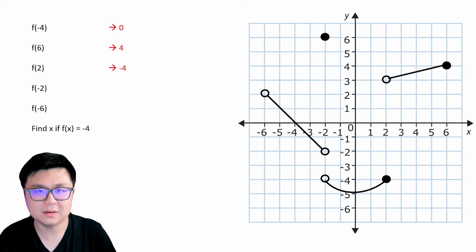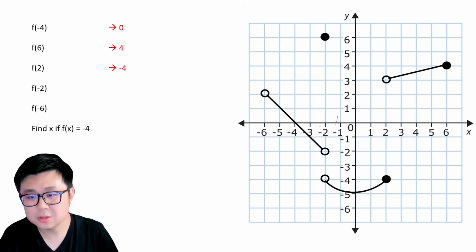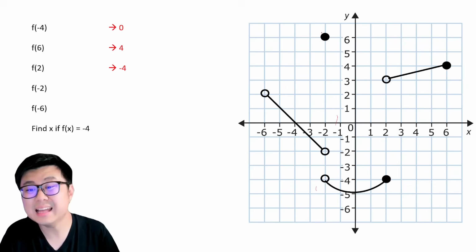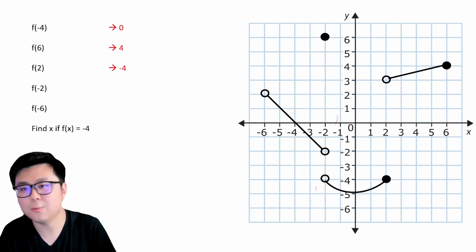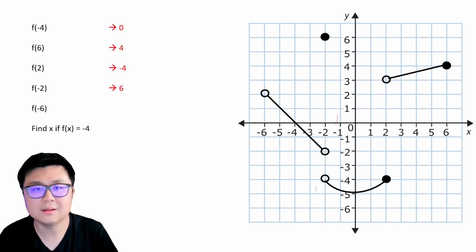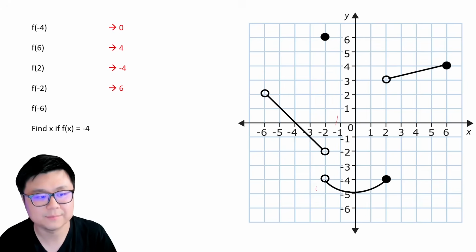Next, f of -2. When your input's -2, notice there's 2 empty circles here. There's nothing there, but luckily up here, there is a random dot where x is -2 and the y value is 6. We'll take that. The y value or the output is 6.